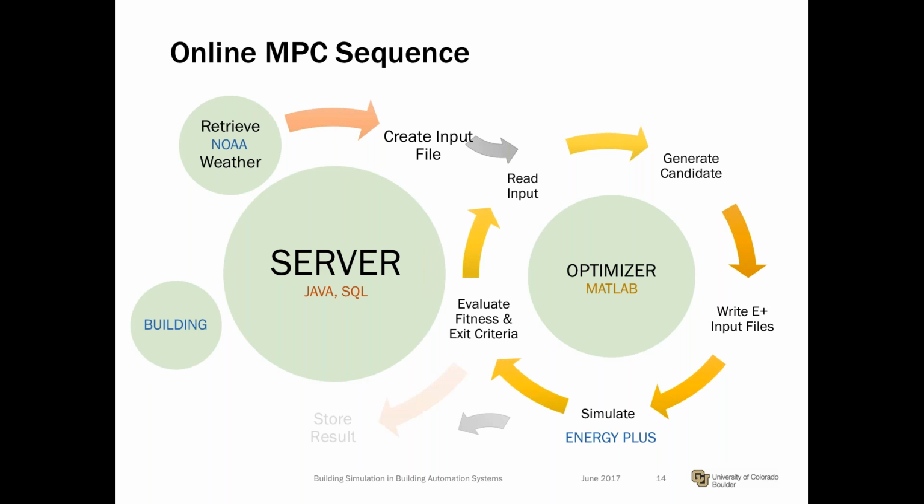When we find this optimal solution, we store the result, but we also send it to the building in question, and that building executes that set point or that control for the next hour. And this is being done in real time in a cloud-based software as a service infrastructure.